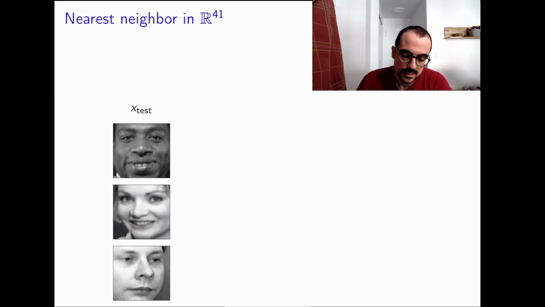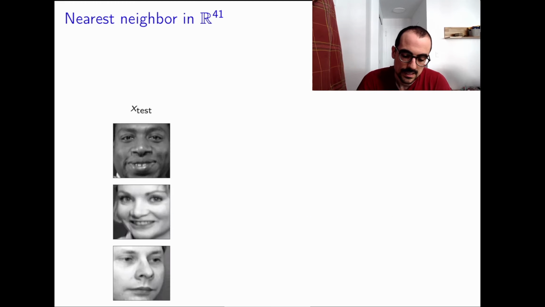Let's take a look at what we're actually doing. We have this test image. We're going to use 41 principal components to represent it. We can see the approximation corresponding to those 41 principal components by multiplying them by the principal directions and summing them to the mean. If we do that, this is what we have. So here we see what we're preserving.